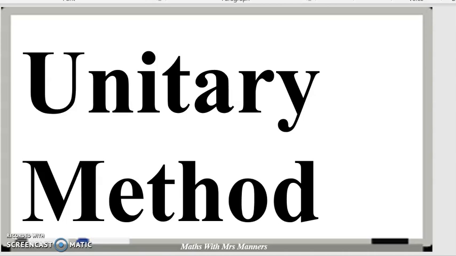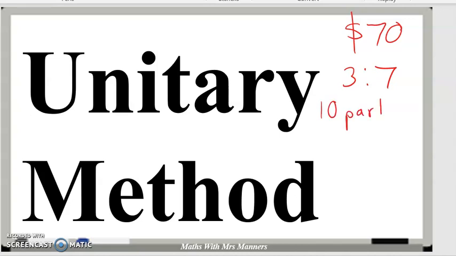This video is on the unitary method, and I just want to recap how you actually use the unitary method in other topics, and we might forget or think that they're not connected. So just an example would be if I were to ask you to share $70 in the ratio 3 to 7, then you might say, well, we've got 10 parts because we want to give one group 3 parts and the other group 7 parts, and we need to split $70 into 10 parts.